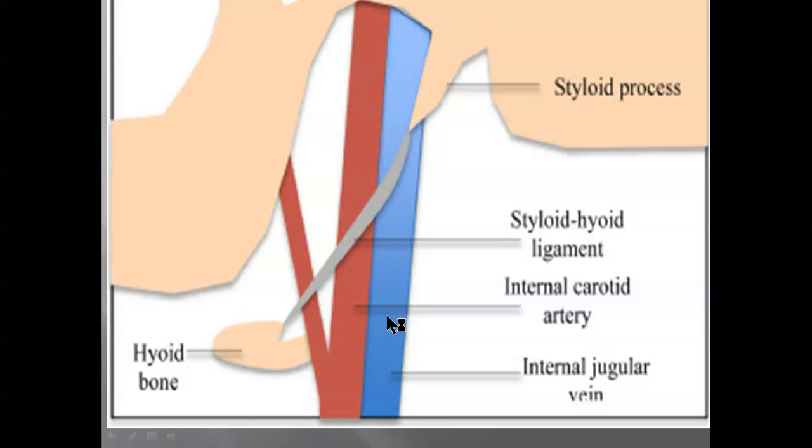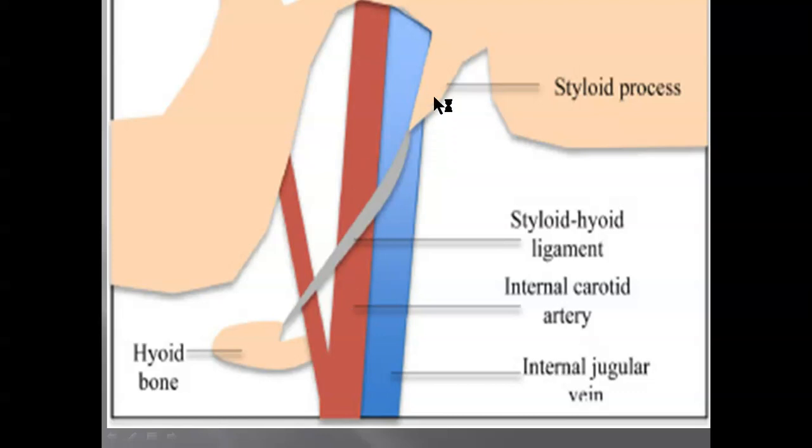So for all the relations and all the anatomical purposes, the internal carotid artery is further divided into two parts while in the neck area. Above the hyoid, this area would be called the suprahyoid part. Why am I emphasizing this part? Because it helps with the relations of the internal carotid artery in the cervical region.